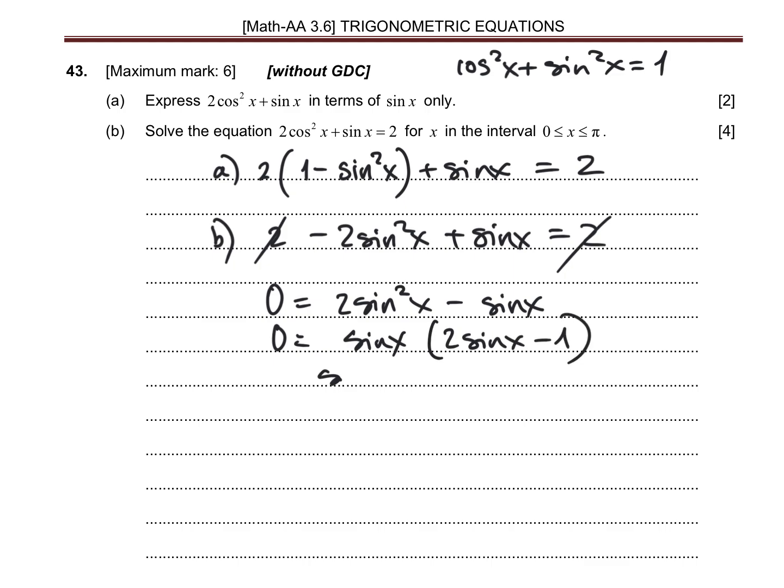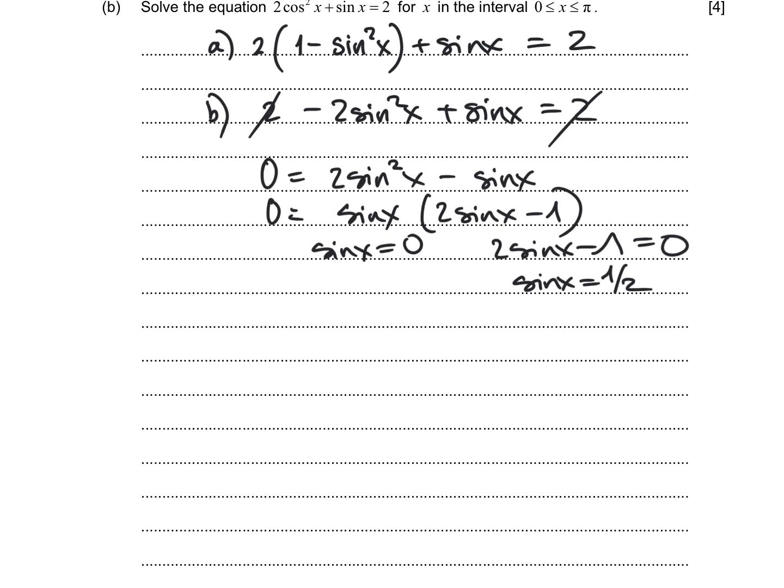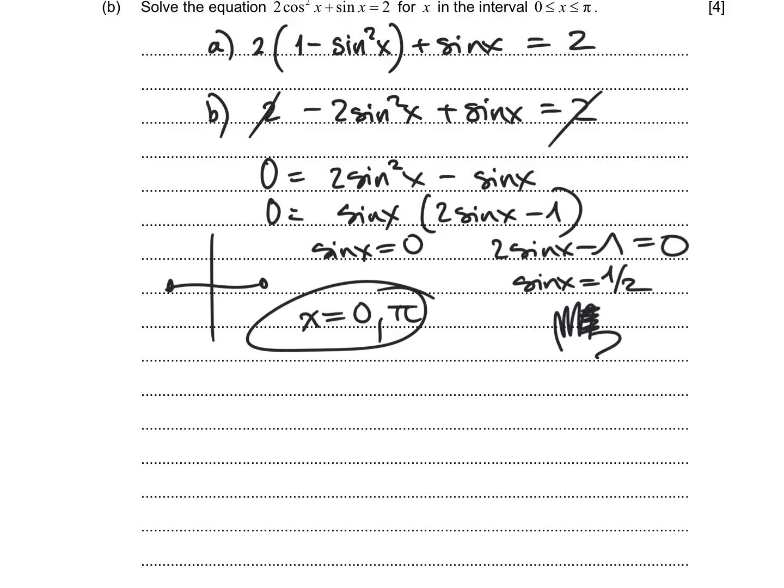So we have sine x is 0. And 2 sine x minus 1 is 0. So sine x is 1/2. Now, sine is 0 here, and we're from 0 to pi. So we're at 0 and pi for those answers. And sine x is 1/2 at pi over 6. So we're here and here. So that's going to be pi over 6 and pi minus pi over 6, 5 pi over 6.